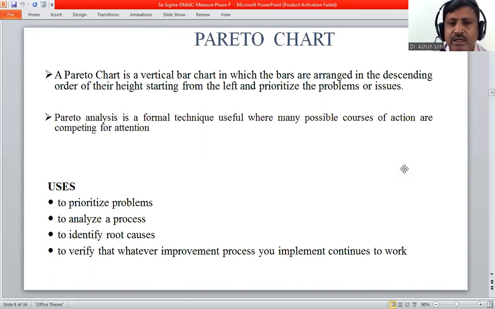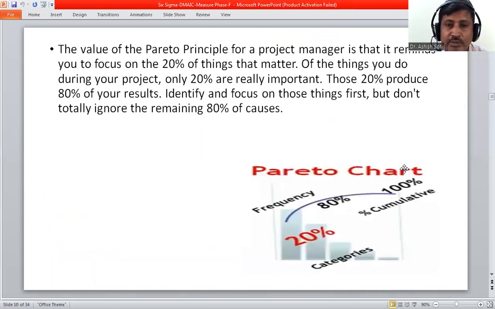So basically, the value of the Pareto principle for a project manager is that it reminds you to focus on the 20% of the things that matter. Of the things during the project, only 20% are really important. These 20% produce 80% of the result. Identify and focus on these first, things first, before moving ahead. So you have to focus on the 20% of the issues which are accountable for 80% of the problem. We have to segregate it out and put our energy into attacking those issues, not all the issues.